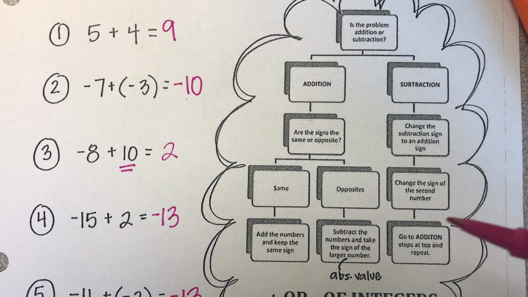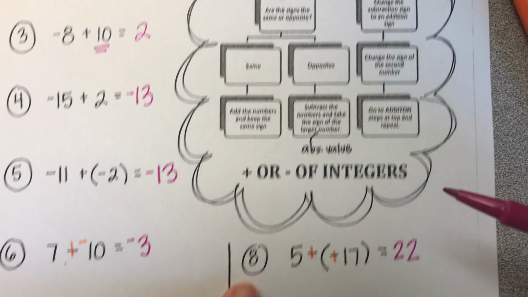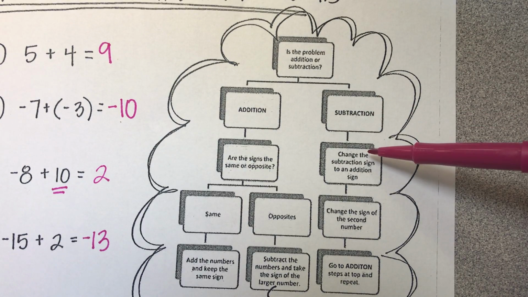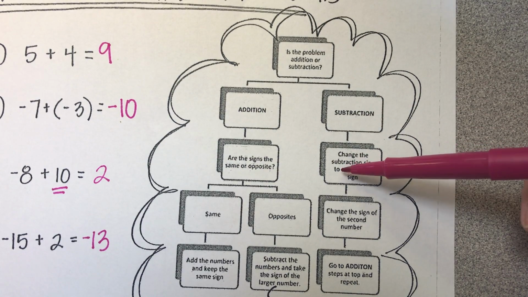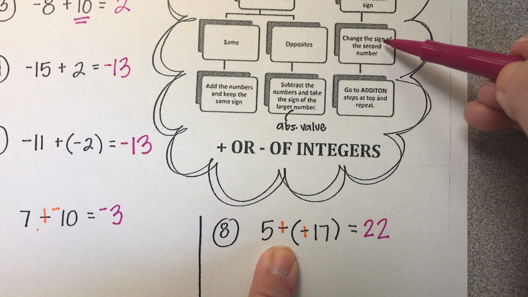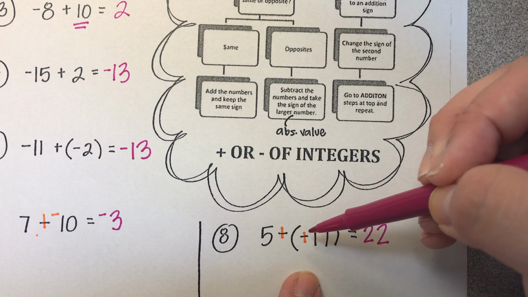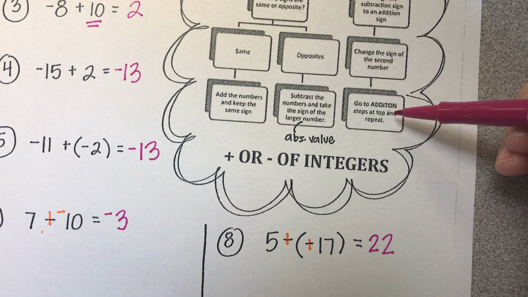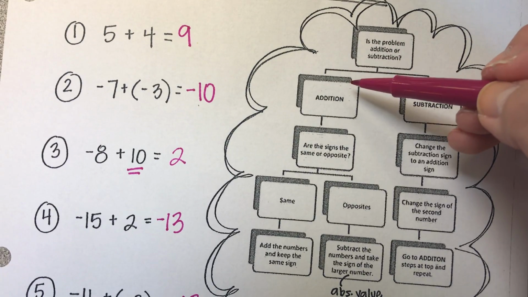Okay, and then if it is a subtraction problem, like number 8, is it addition or subtraction? Well, it's subtraction. So it says change the subtraction sign to an addition sign. So that's what I did. Now change the sign of the second number. So instead of negative, I made it positive. And then it says go to addition steps at the top, and repeat.